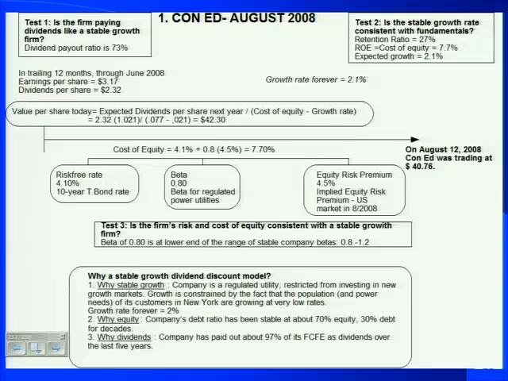So in a sense, if you look at them, this is the quintessential stable growth company because of the nature of the business and the nature of the regulatory oversight. Is this true for all utilities?